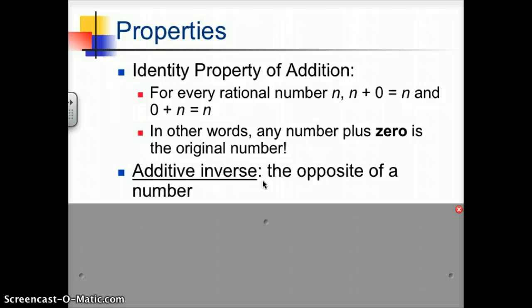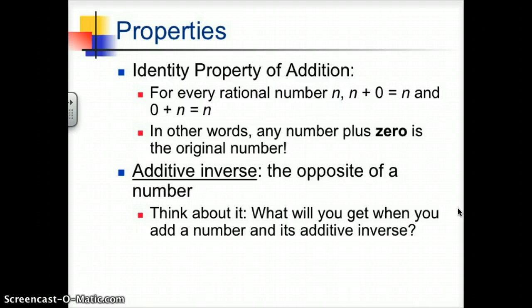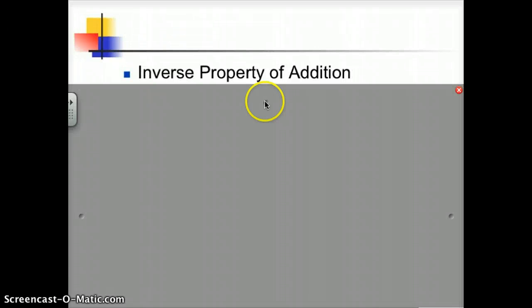A vocab word that I'd like you to learn is additive inverse. Additive inverse is another way to say the opposite of a number. I have a question for you to think about before I tell you the answer. What will you get when you add a number and its additive inverse? So remember, additive inverse is the opposite of a number. So think about it. What are you going to get if you add a number plus its additive inverse, plus its opposite? You should say that you get 0.